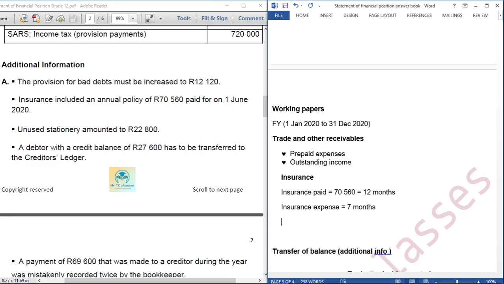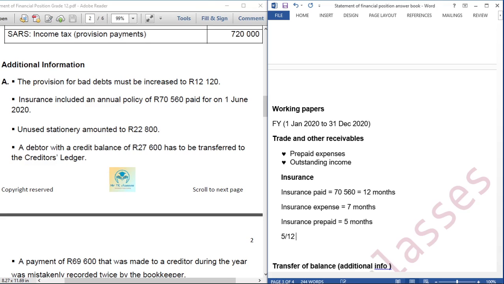7 months. Then insurance prepaid. Okay, insurance prepaid. That means this is going to be 5 months. 5 months, right? 12 subtract 7 is equal to 5 months. So this will be easy. We are going to say 5 divided by 12 multiplied by this amount that was paid, 70,560.